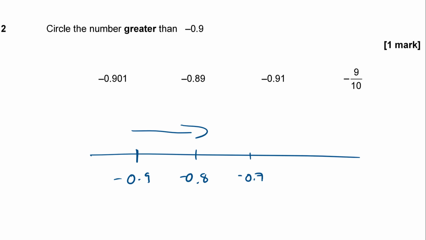Okay, so we're looking for the ones that are, well, smaller negative numbers, aren't we? Which is strictly greater than negative 0.9. So this one is going in the other direction, so it's not that one. Similarly, this one is going in the other direction. 9/10 is the same as 0.9, so it's not greater than. So it's got to be that one there, minus 0.89, which kind of comes in about there, doesn't it?